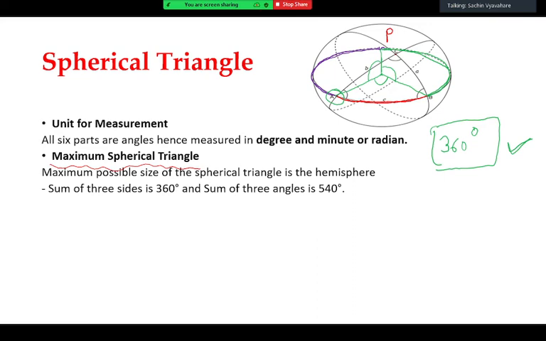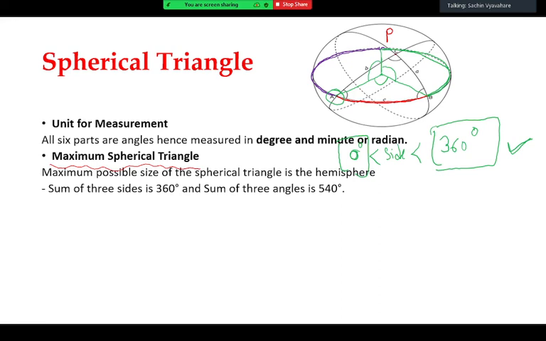But when a single point is a spherical triangle, the sum of the sides of the triangle is 0 degrees. So 0 to 360 degrees is the range for the sum of the sides of a spherical triangle. So the maximum sum of sides is 360 degrees and the maximum sum of angles is 540 degrees for the maximum spherical triangle.